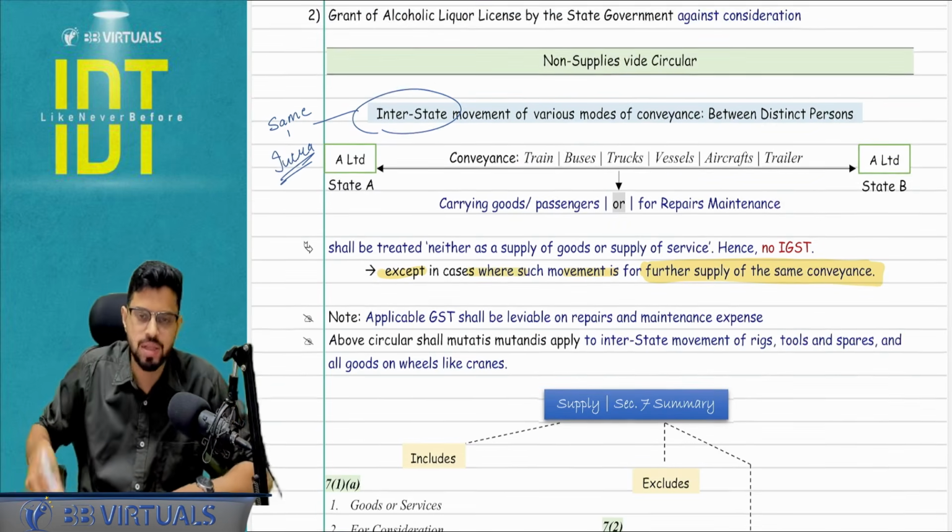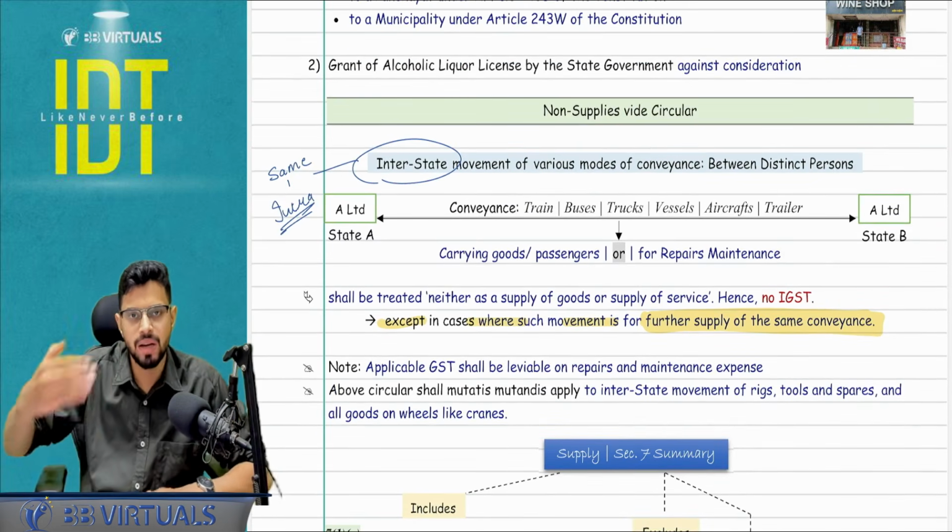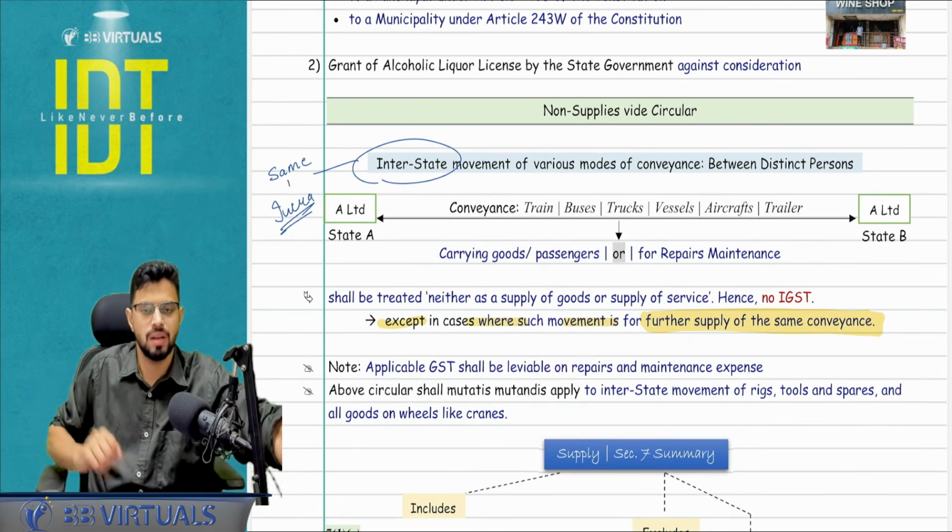30 seconds. Just review this circular. Just read it. I'm here only. Read it.